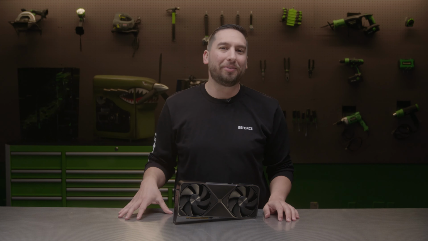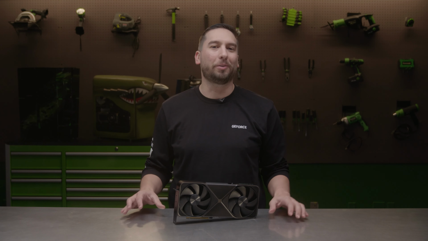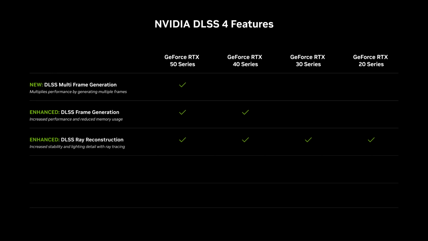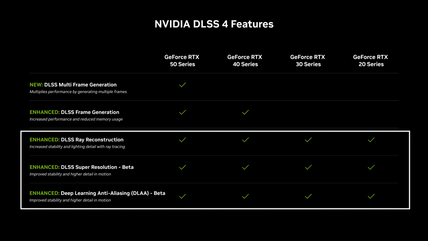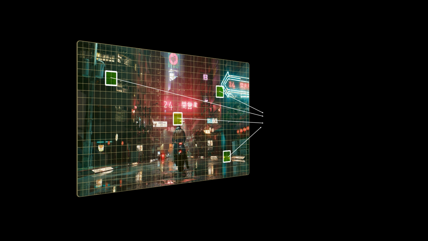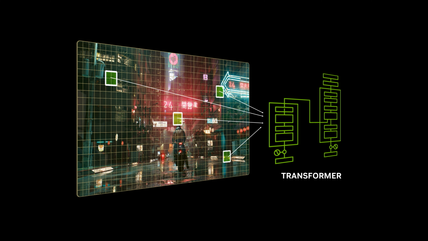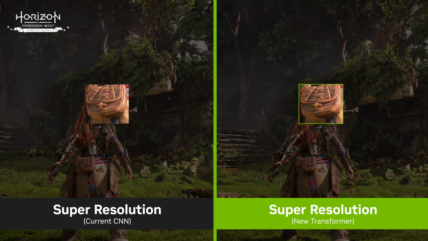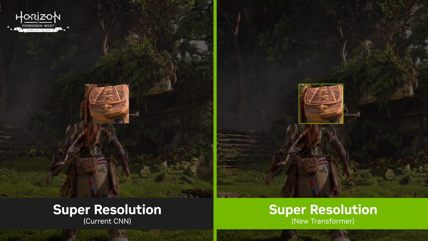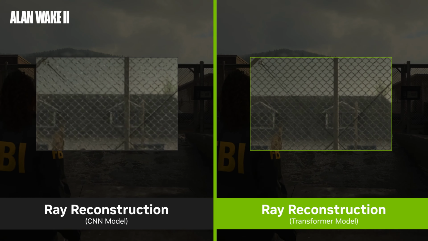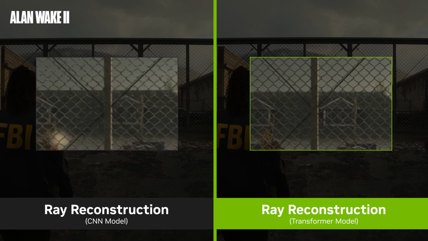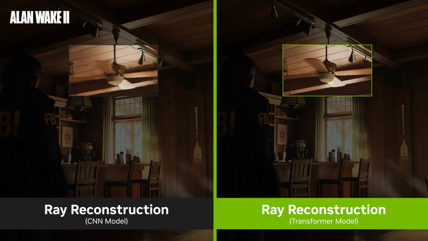Now let's talk about DLSS 4. It's our biggest advancement to DLSS since 2020, bringing enhancements to the entire suite of DLSS technologies. Let's start with ray reconstruction, super resolution, and DLAA, which all get a new and more sophisticated transformer model that improves image quality and stability for all GeForce RTX users. This model uses 4 times more tensor core processing power for improved context awareness to reconstruct better than before, delivering incredible image quality.